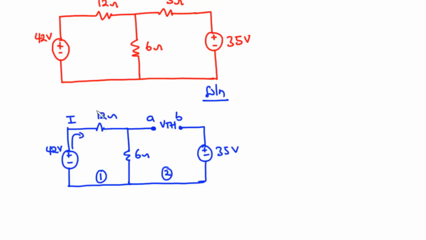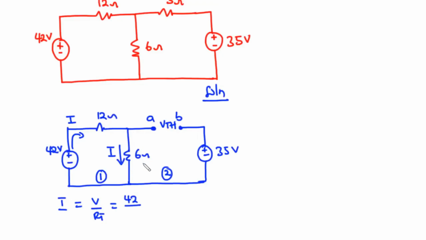So the current I produced by the 42 volts is the same current that flows through the 12 ohm resistor and the 6 ohm resistor. Now because we have an open circuit here and no current will flow in this direction, the current that flows through the 12 ohm resistor will flow through the 6 ohm resistor and return to the negative terminal of the voltage source. Therefore, we can find the value of I produced by the 42 volts. Since the same current flows through these two resistors, it means that they are connected in series. Therefore, we have I equal to V divided by RT.